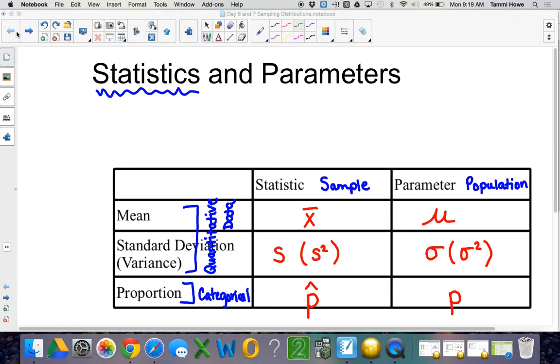All right, so that's it. So simply the statistic is about the sample, and this is the notation that we use, and the parameter is about the population, and this is the notation that we use. Yay, stats.